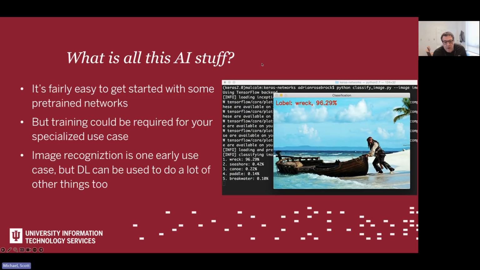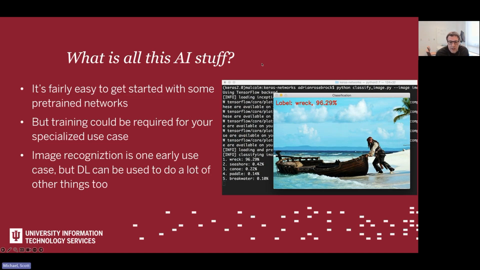But depending on what your specific inputs and classifications are, you may need to do some specialized training. So it's easy enough to, for example, classify Johnny Depp with a shipwreck here. But if you're doing something much more specific or precise with medical imaging, where there's not nearly as much training data that's been used, you may need to do some training for your own particular use case.